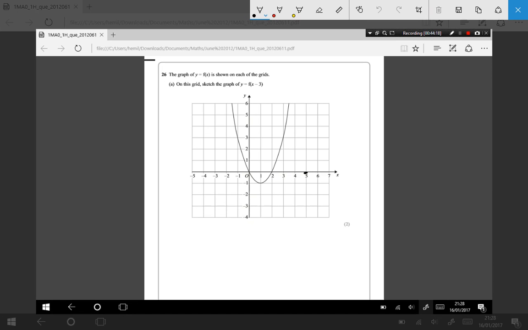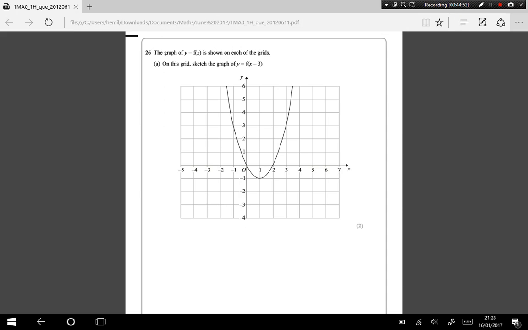So there, and there. So I'm just going to roughly sketch that, and this would go here. So roughly sketch that graph would be like that, and that's how it would look. So you want to move the unit up by 3.